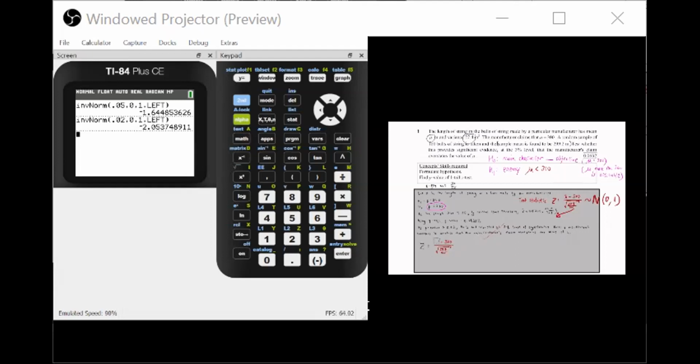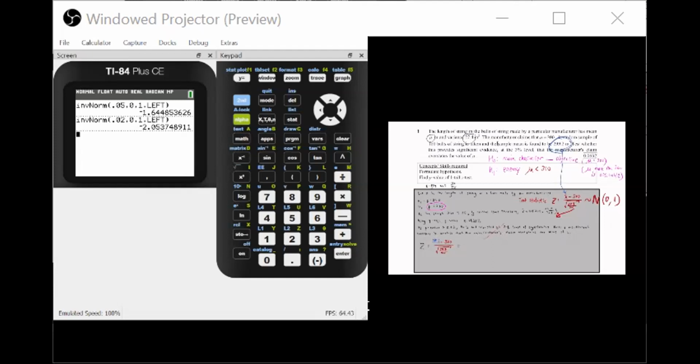X bar is a sample mean. This fella here. This guy. So we can substitute in, then we can get the value of our z. So key this in the calculator for me. What do you get?